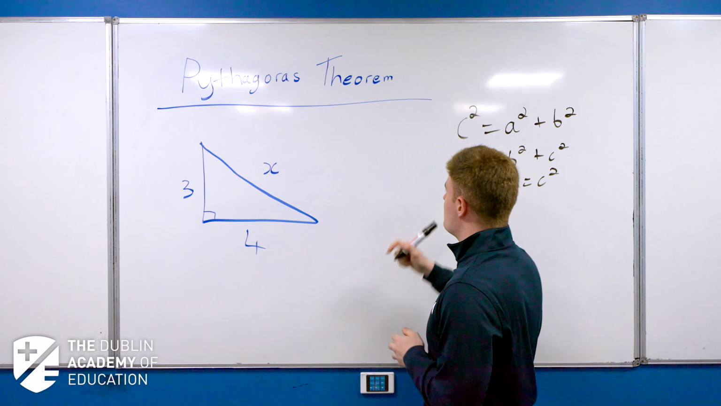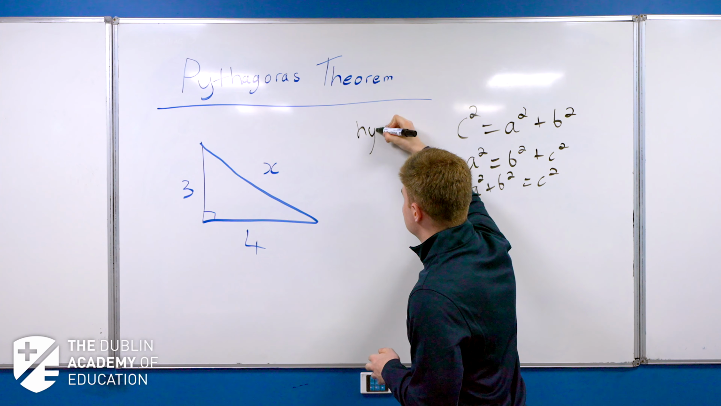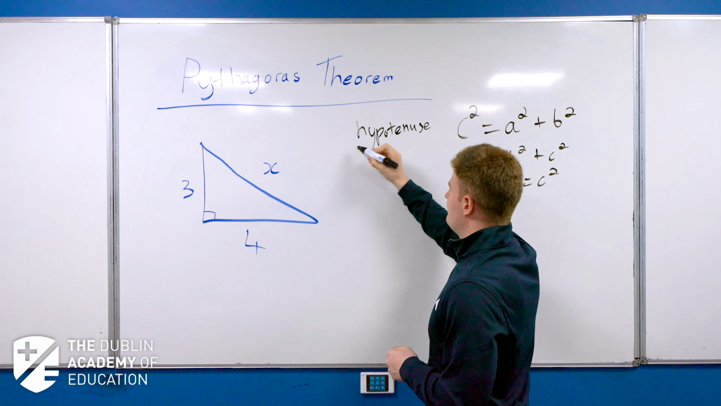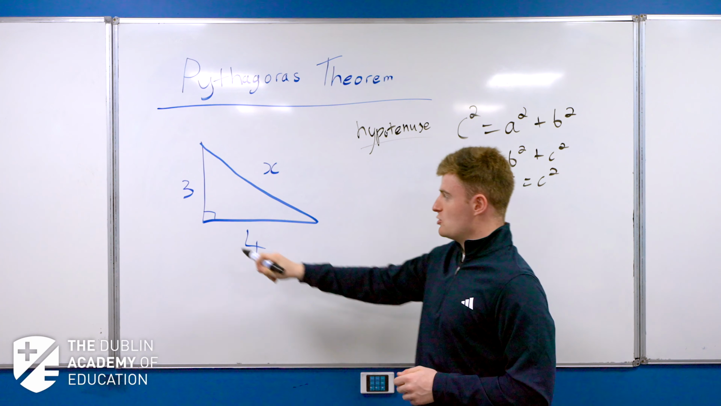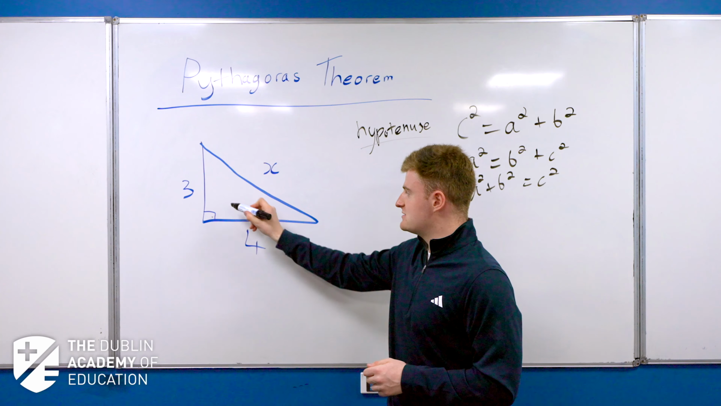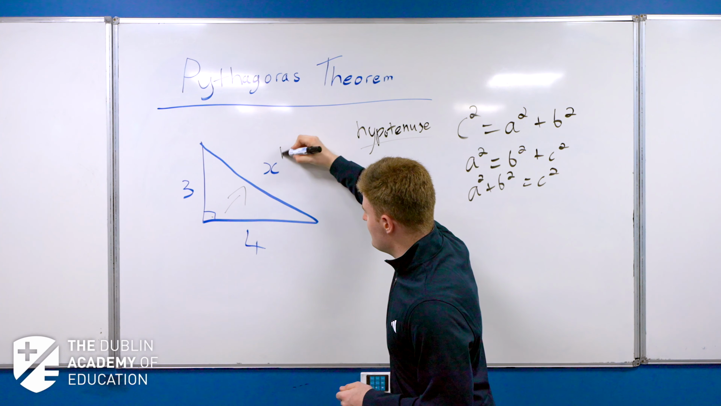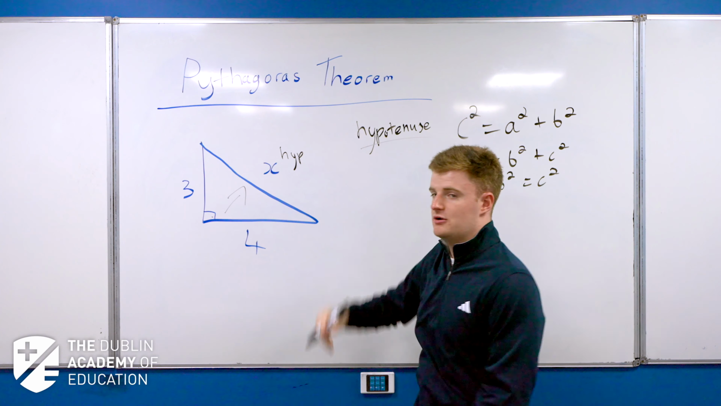Now, what do I mean by hypotenuse? It is the side that is opposite the right angle. That's what we call the hypotenuse. So we find our right angle, it's the side that's opposite that. So this side here with x is going to be our hypotenuse.